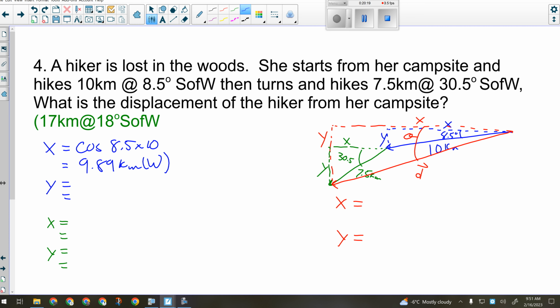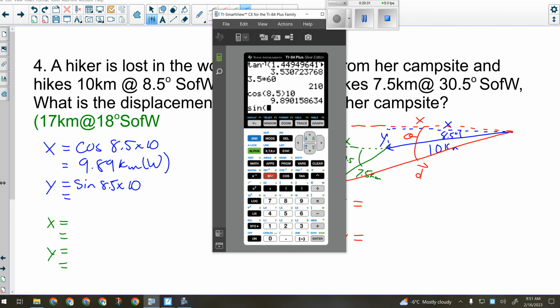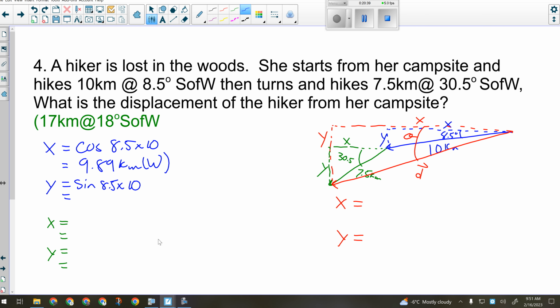Okay, to find y, then it's obviously the opposite side, so I would use sine of 8.5, okay, times the hypotenuse, 10. Okay, so we got 1.478 kilometers, and that is south.